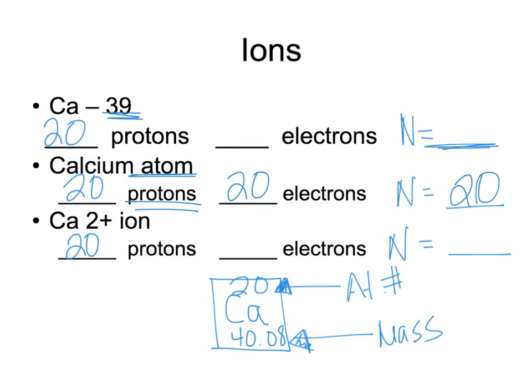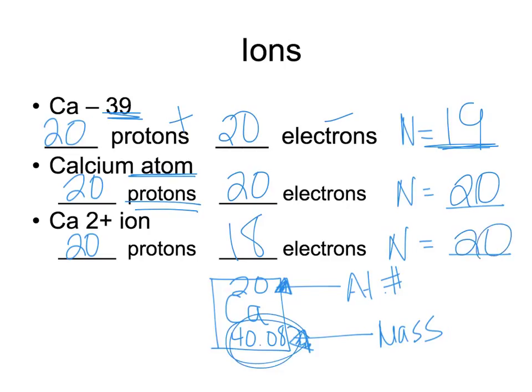Here I have a mass of 39, so that means I've only got 19 electrons, but I still have to balance my positives and negatives. And then if I have a positive 2 ion, I need to have 2 more positives than negatives. So I only have 18 electrons. In order to figure out my neutrons, I still use my mass down here, so it's 20.